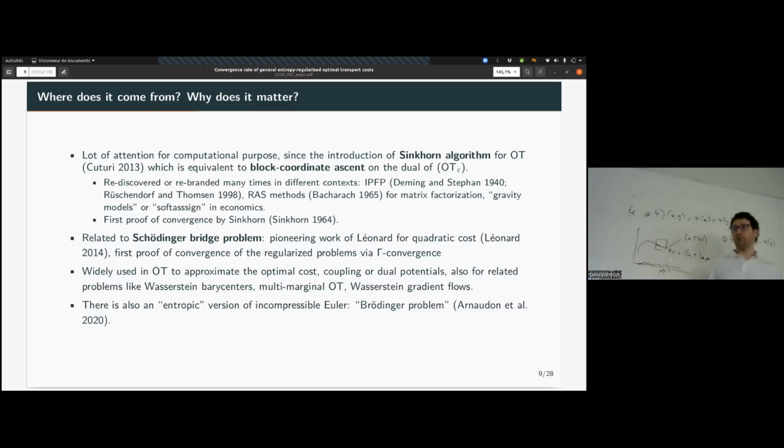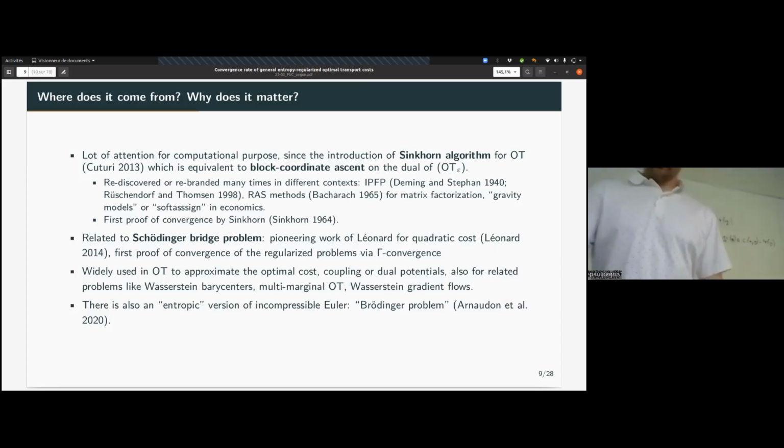And now this is why we use optimal transport to approximate the optimal cost, the couplings, so the optimal plan, the dual potentials, so Wasserstein barycenters, multi-marginals, Wasserstein manifolds. You have entropic versions of all these, and you can devise variants of the Sinkhorn algorithm very easily. You get fast algorithms to solve approximately the optimal transport problem.